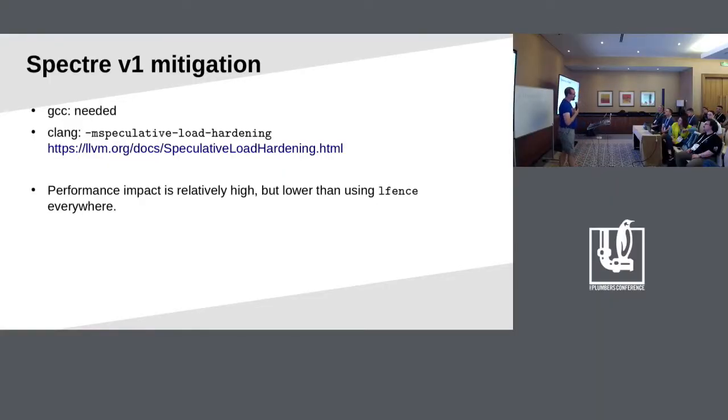Another note about the v1 mitigations: I believe, in looking through this, there's a function attribute you can set, so you don't have to globally enable it. You can globally enable it, but you can also do it on a per function basis. I still want to spend more time looking at this.